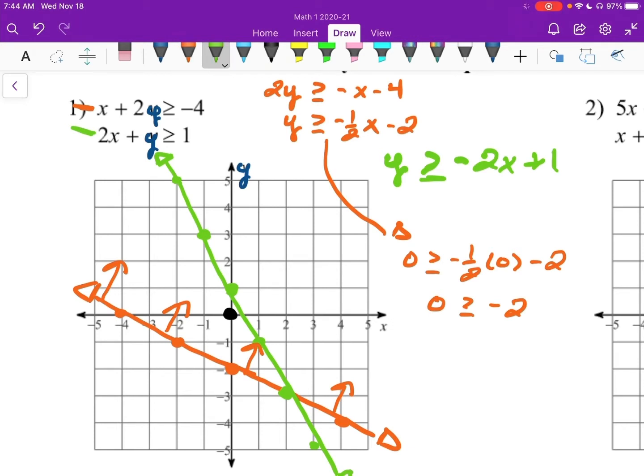Now for the green one. I'll just do it right below it. I'll say, well, 0 is greater than or equal to negative 2 times 0 plus 1. So 0 is greater than or equal to 1. And that is not a true statement, right? So we're going to have to shade away from the 0.